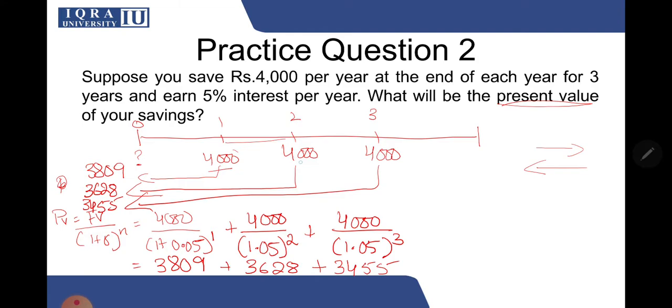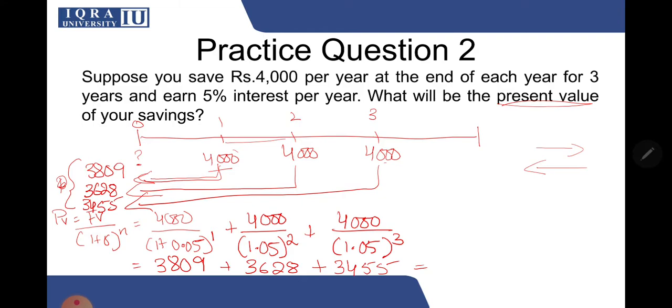Similarly, 4,000 rupees 2 years later is equivalent to 3628 rupees right now. And 4,000 rupees, if you are getting it 3 years later, it's the same as getting 3455 rupees right now. So if somebody offers you 3455 rupees right now, or 4,000 rupees 3 years later, it has the same value. So the present value of this cash flow will come after summing all of these cash flows. So you've brought all of the cash flows to time 0. You have discounted all of them. You can simply add all 3 of them to find out the present value at time 0.